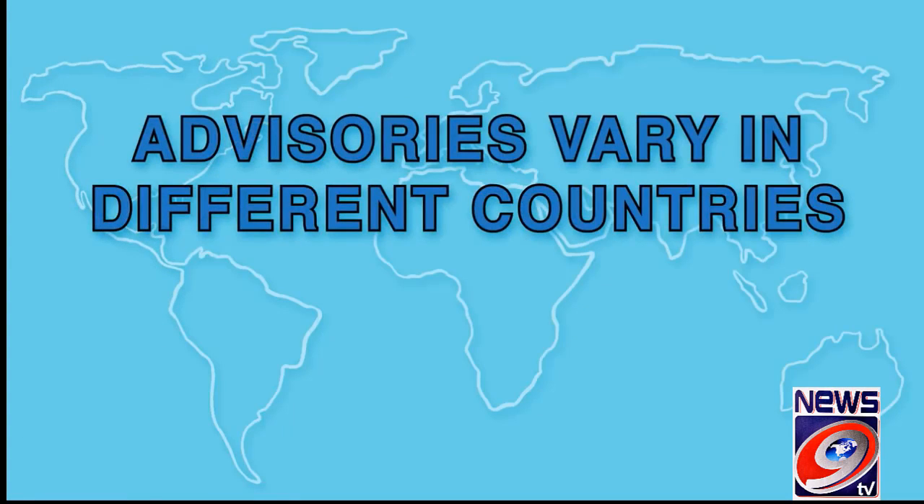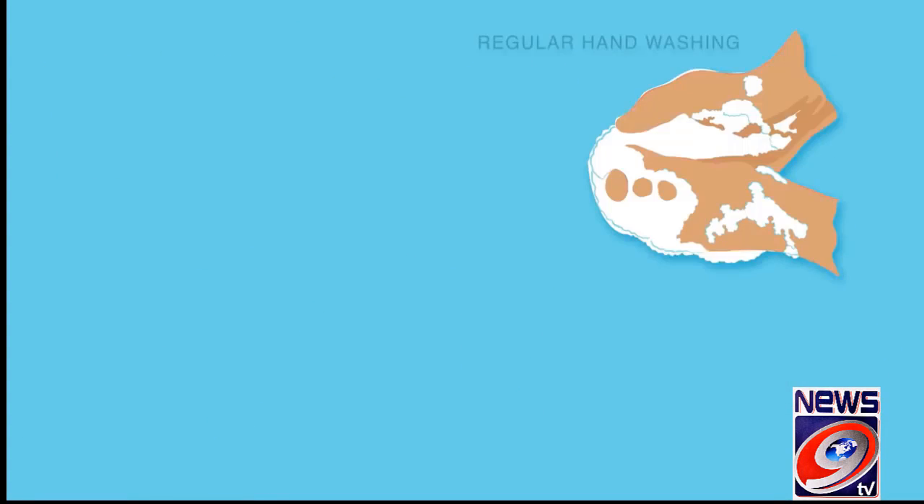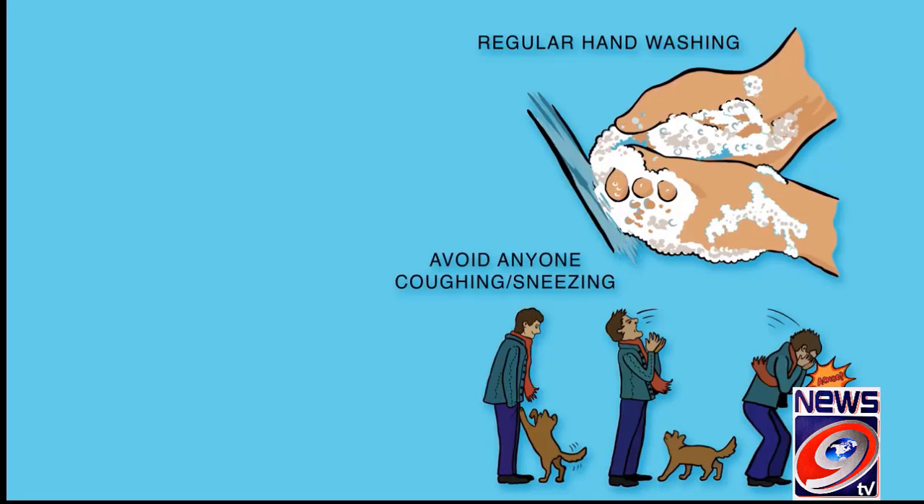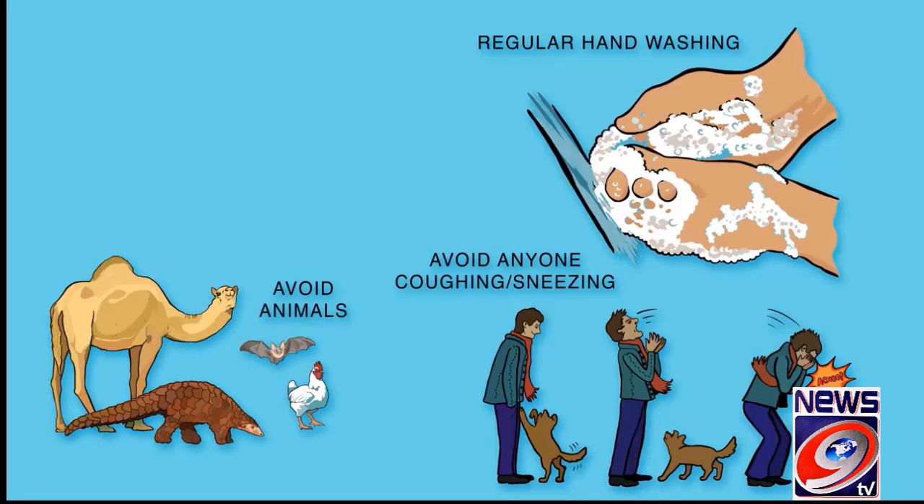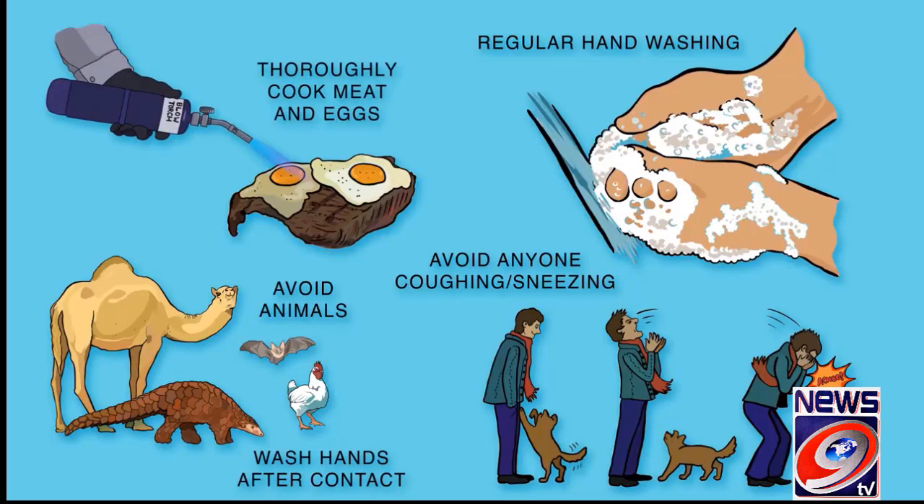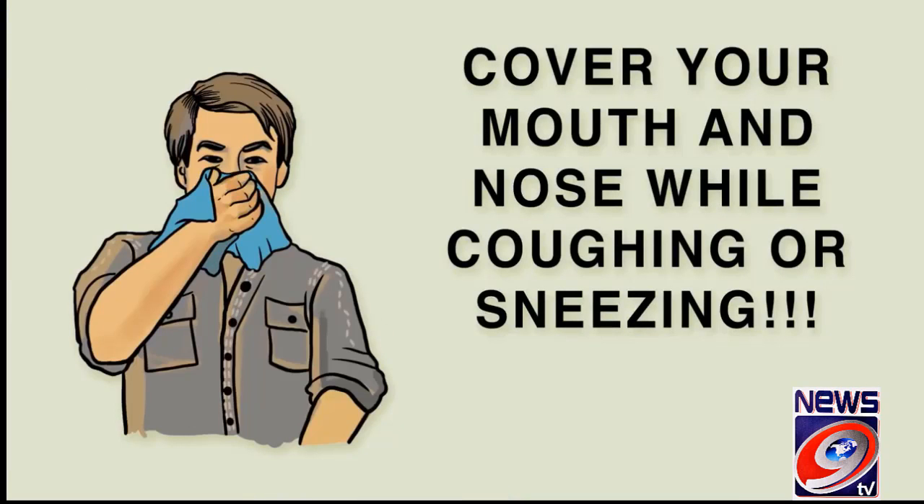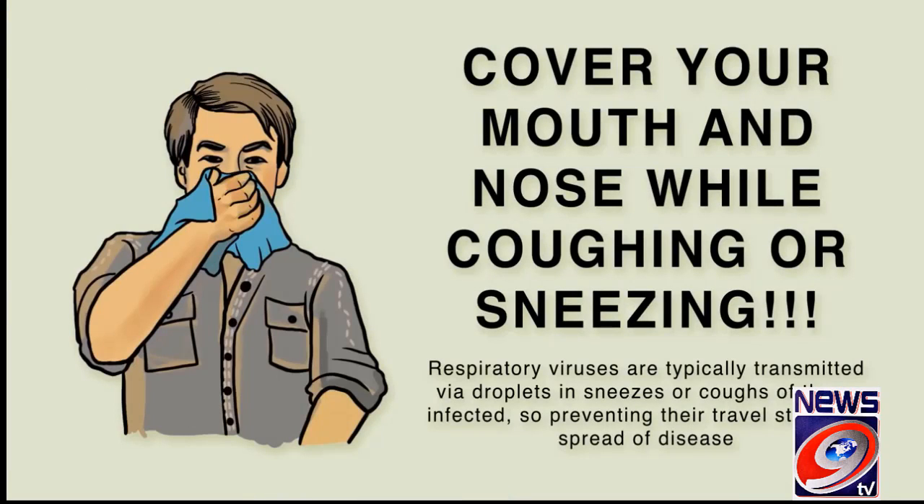Advisories vary in different countries, but the basic protocol comes down to regular hand washing, avoiding close contact with anyone coughing or sneezing, avoiding unnecessary contact with animals, washing hands after contact with animals, thoroughly cooking meat and eggs prior to consumption, and covering your mouth and nose while coughing or sneezing. Respiratory viruses are typically transmitted via droplets in sneezes or coughs of those infected, so preventing their travel stops the spread of disease.